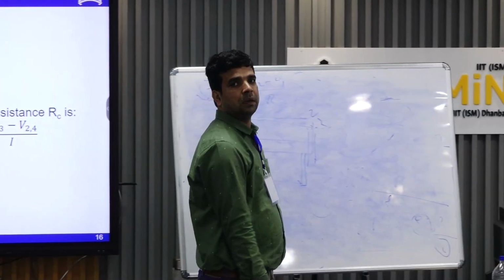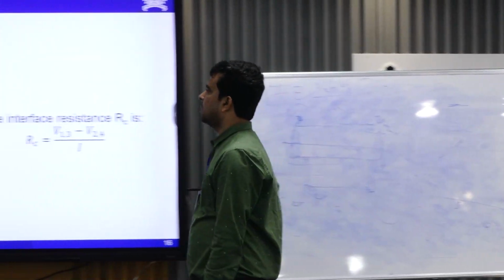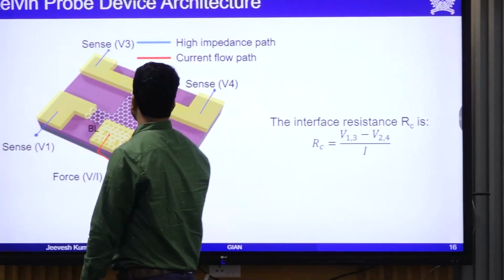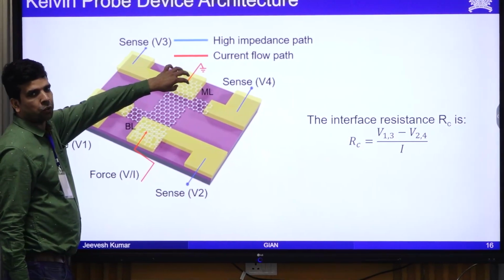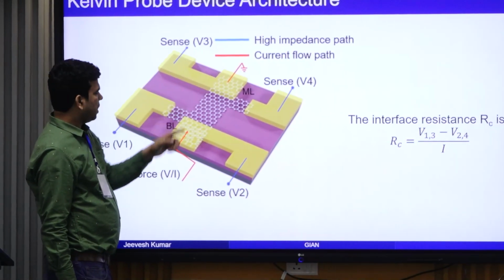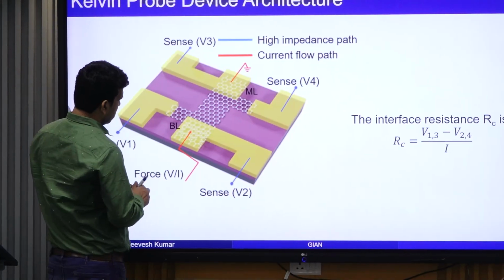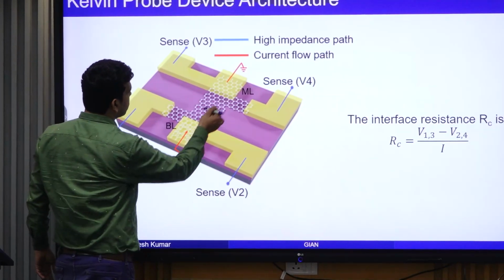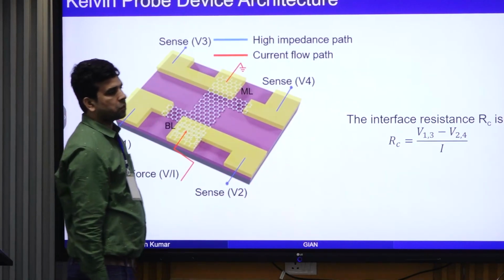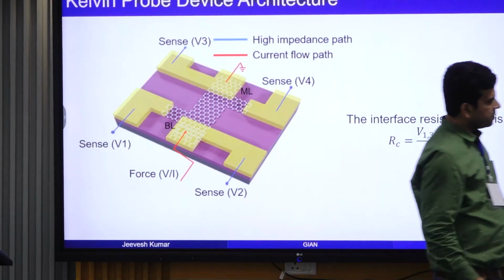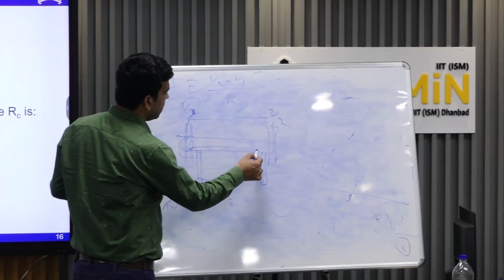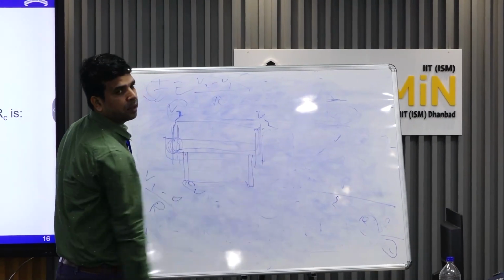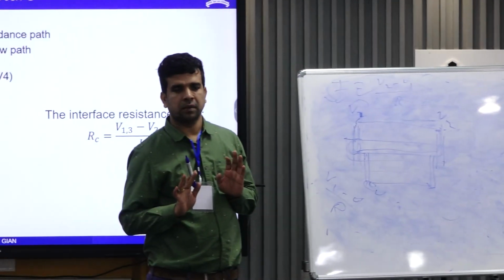Where is the path? In this picture, we have the contact resistance. This is one contact and this is another contact. I am forcing current from here to here. So current enters from the metal to the graphene, goes inside the channel, and again goes from graphene to metal. This is the current flow.